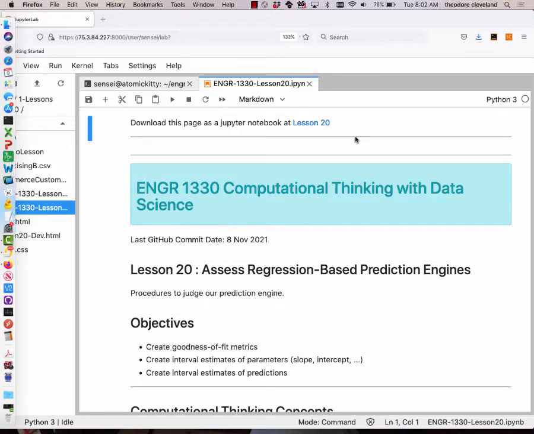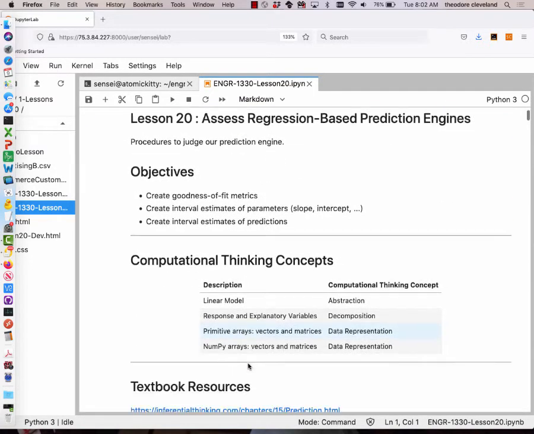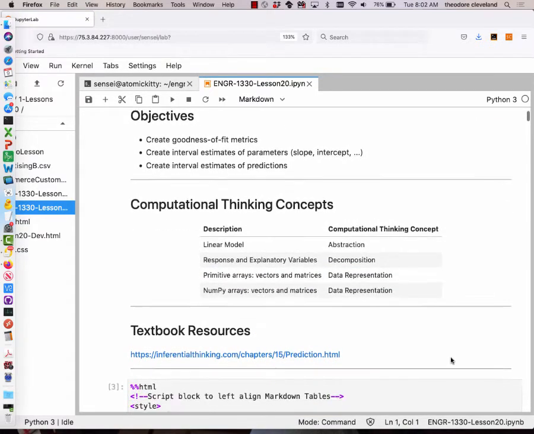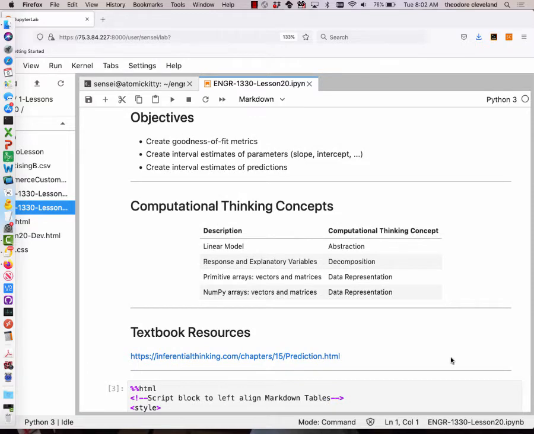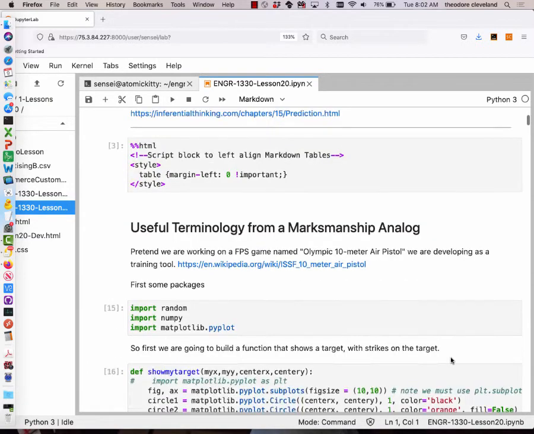Okay, so all you invisible people, welcome to Lesson 20, and today we're going to learn how to assess our regression-based prediction engines. We'll look at some goodness of fit metrics, interval estimates of parameters, and interval estimates of predictions. Now, in defense of myself, this was kind of slapped together this morning, so it won't be as refined and tidy as prior lessons, but it'll work.